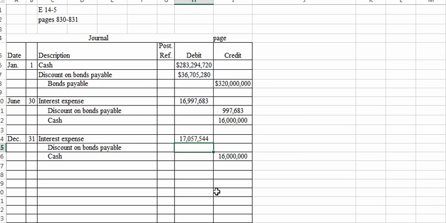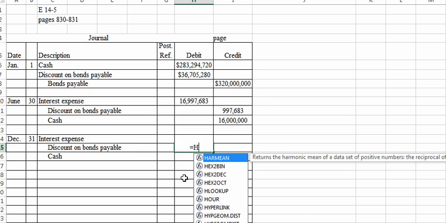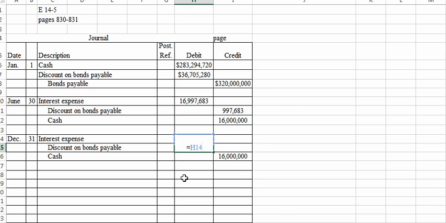So that gets you interest expense of $17,057,544. And then we'll amortize the discount for the difference. So it's equal to H14 minus the 16 million. So the amortization of our discount on December 31st is $1,057,544.